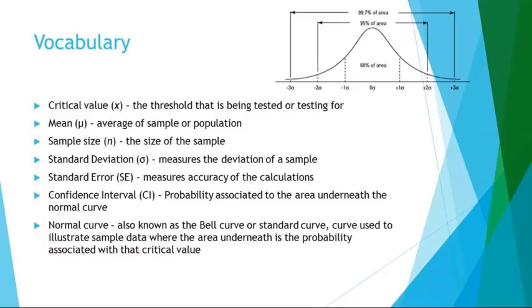Let's say if I gave you a bunch of IQ scores, and you wanted to see where your IQ score ranked amongst everyone else's. So you're going to test your IQ score versus everyone else's. So that IQ score that you're testing for, your IQ score, that's going to be the critical value because that's the threshold that's being tested.